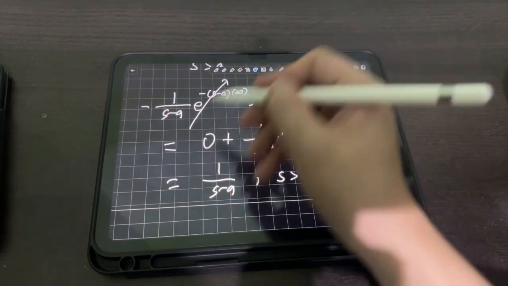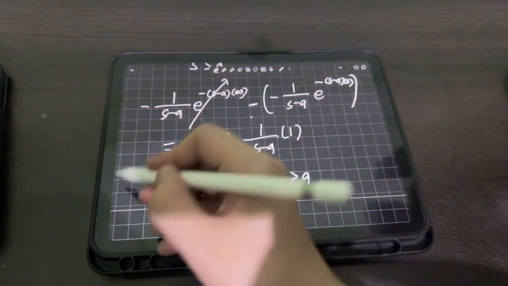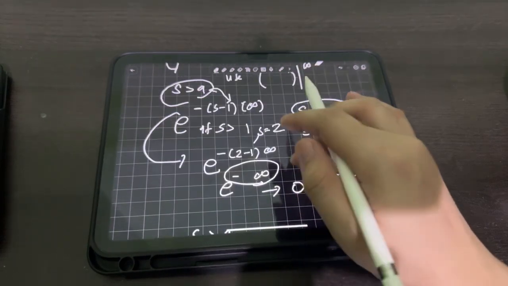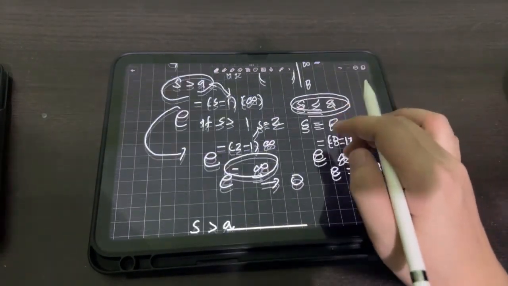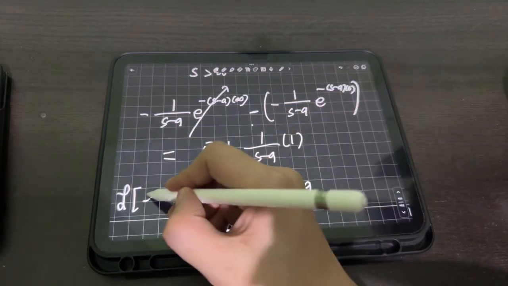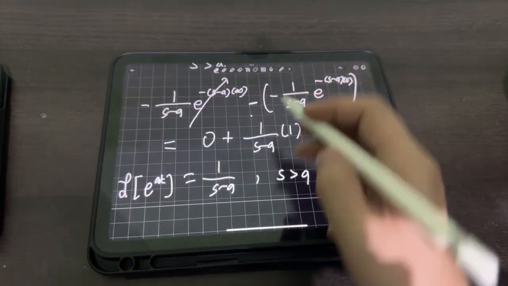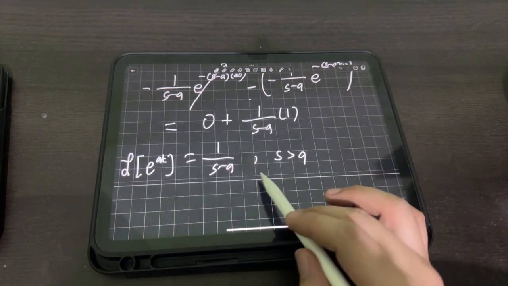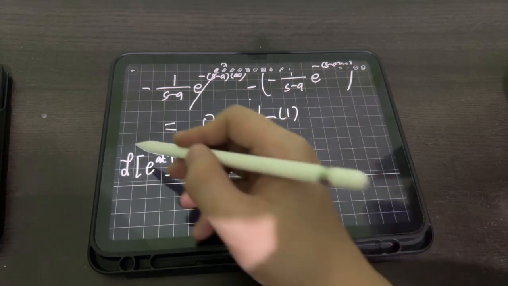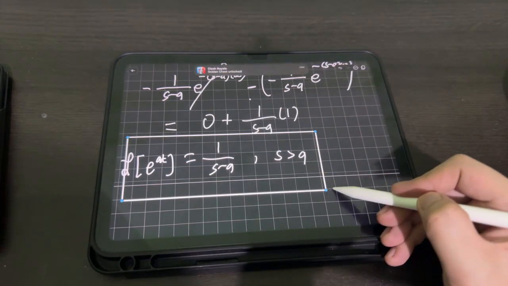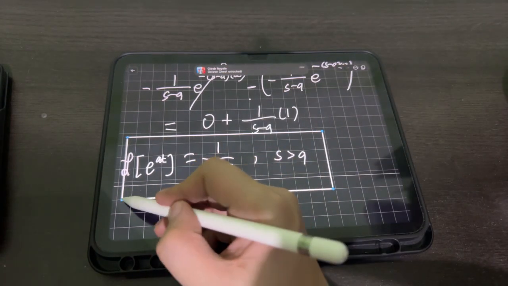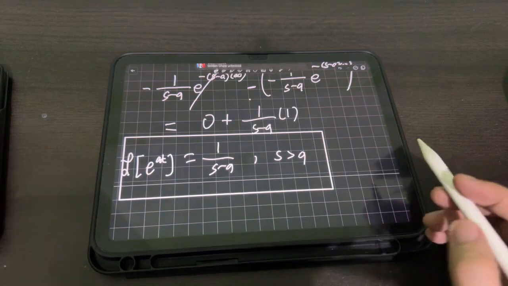So therefore, the Laplace transform of the original problem that we had, to find the Laplace transform of e to the at, right? So the Laplace transform of e to the at is simply 1 over s minus a provided that s is greater than a. So this is another standard Laplace transform formula that you must memorize. Okay.